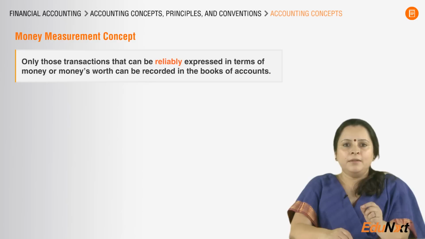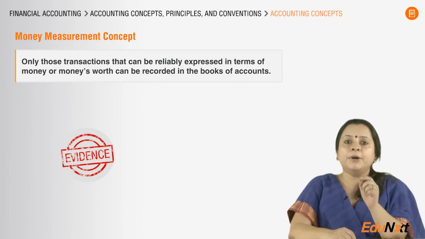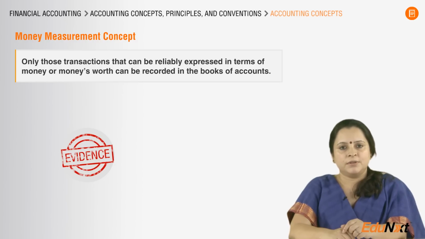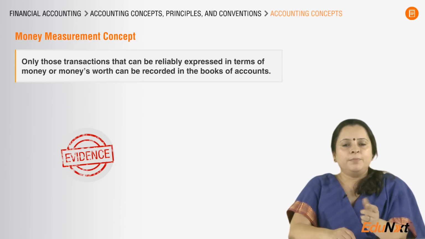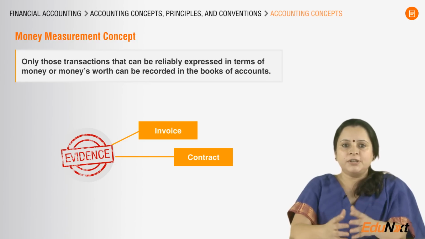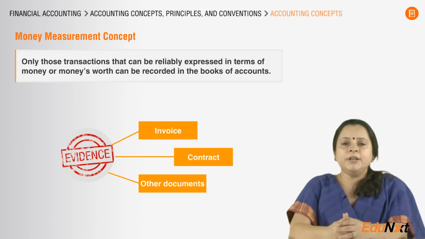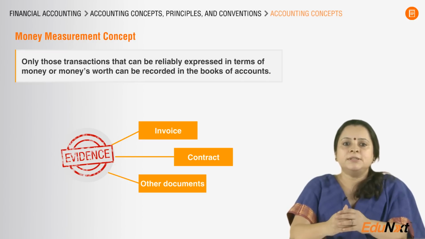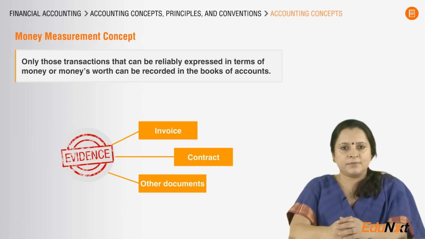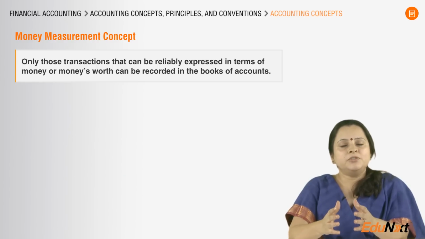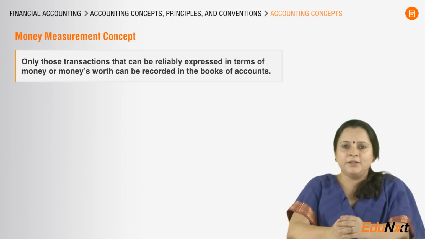The term reliably means that there should be some objective evidence for assigning a particular value to a transaction. This evidence could be invoice or a contract between the buyer and the seller or any other document to support and justify the value that is assigned to a particular transaction. If there are transactions for which values are not known or cannot be reliably estimated or proven, such transactions should not be recorded in the books.